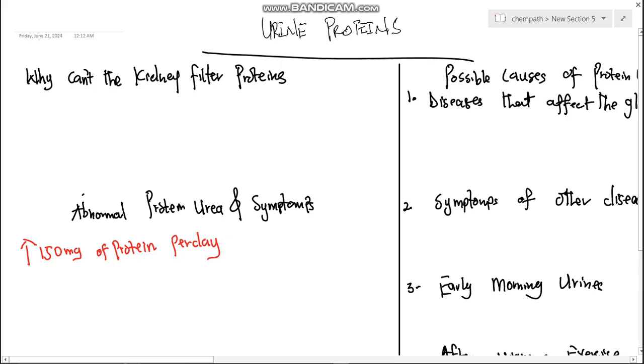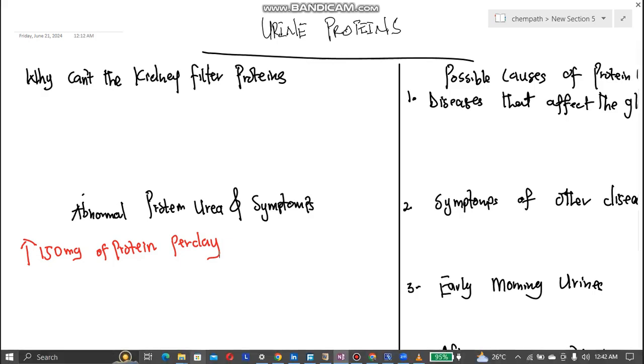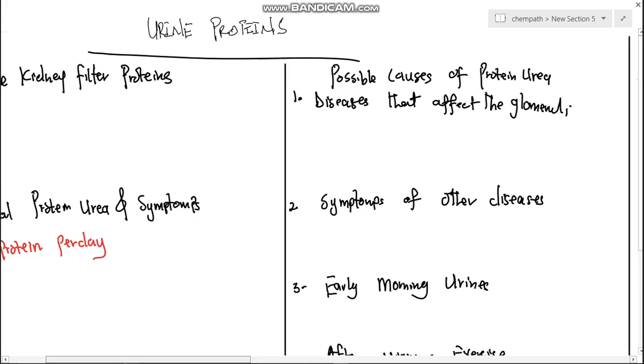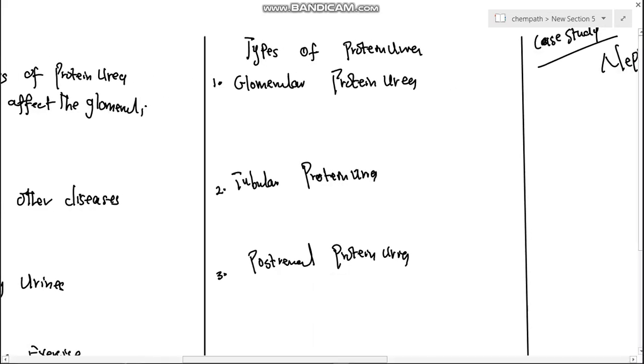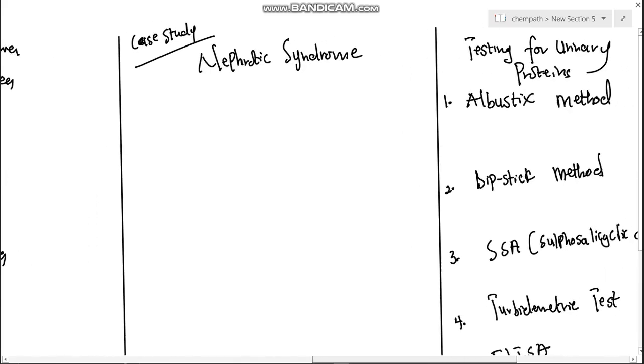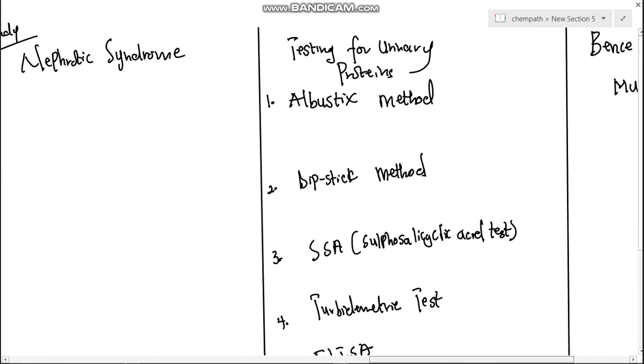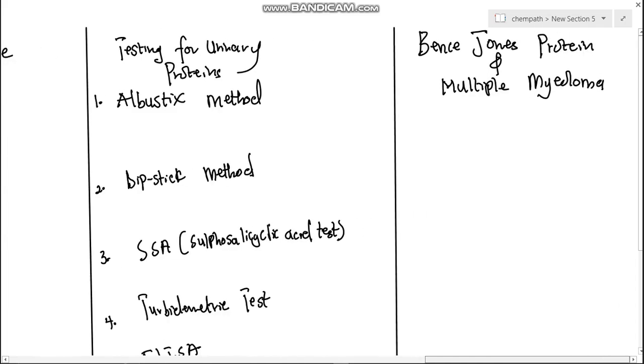So pretty quick, let's go through urine proteins. It's going to be a short lecture, but a vivid one as well. We are going to go through the reason why the kidney cannot filter protein, abnormal proteinuria and symptoms. Then we'll go through the possible causes of proteinuria, then types of proteinuria. Then we'll talk about nephrotic syndrome as our case study, then testing for urinary proteins. Finally, we'll discuss Bence-Jones proteins and multiple myeloma.